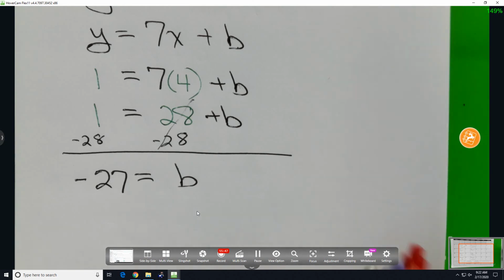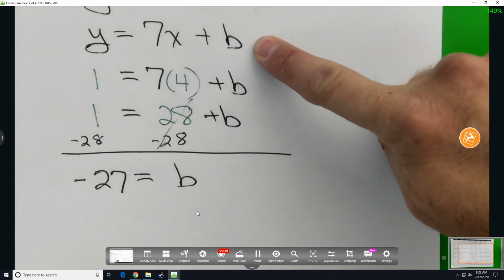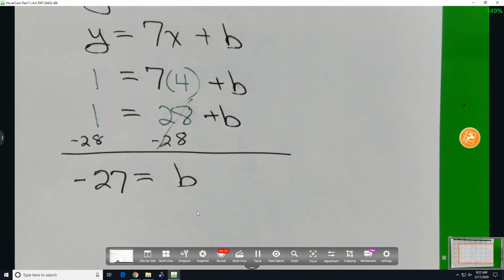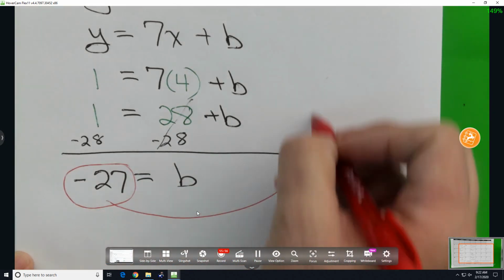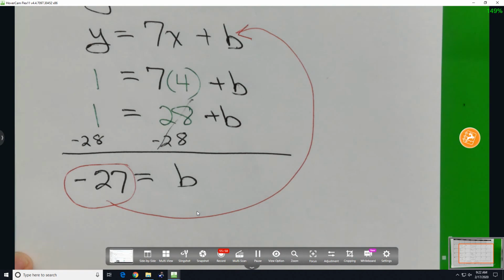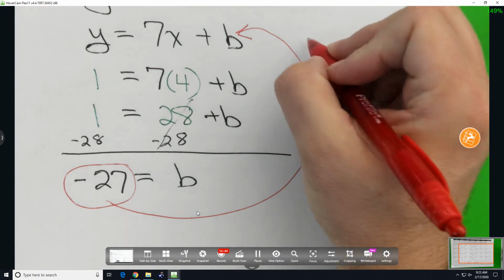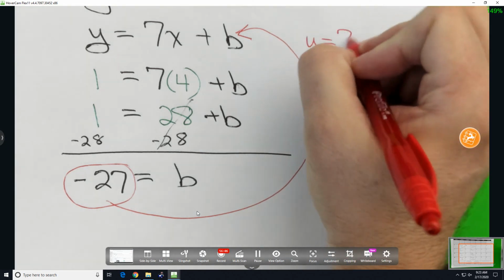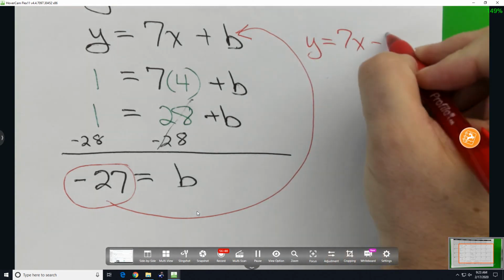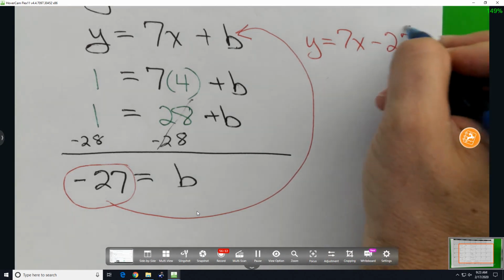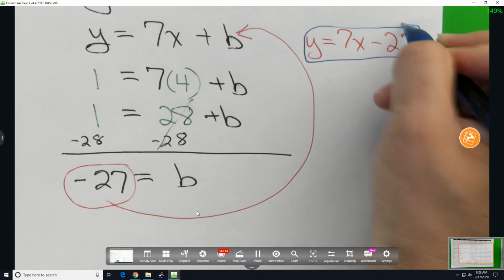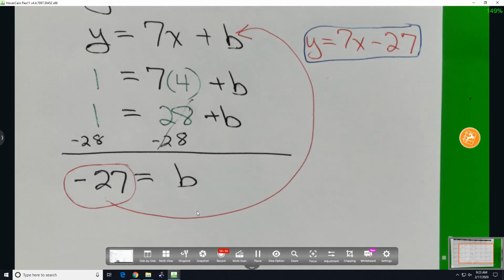I'm going to take that negative 27 and replace that B with negative 27. So what's my final answer? Y equals 7x minus 27 for my final answer. And notice how that's in slope-intercept form. The y is by itself.